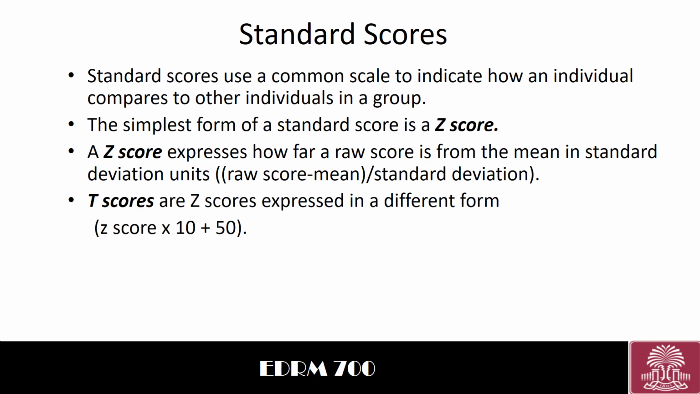The simplest form of a standard score is a z-score. A z-score expresses how far a raw score is from the mean in standard deviation units. Standard scores provide a better basis for comparing performance on different measures than do raw scores. T-scores are z-scores in a different form. There are other standard scores as well.